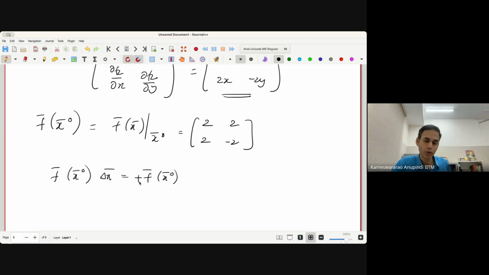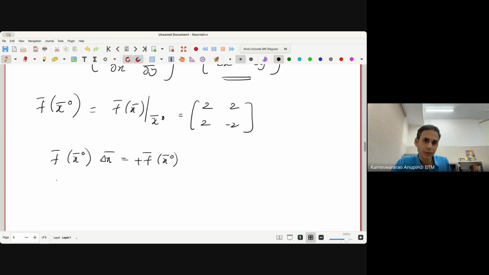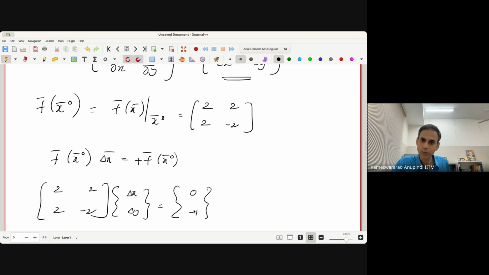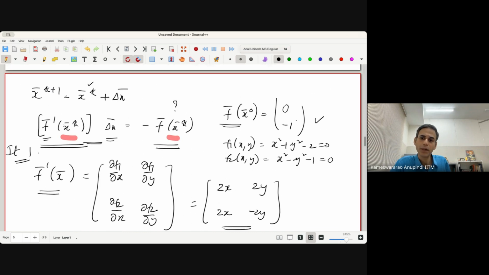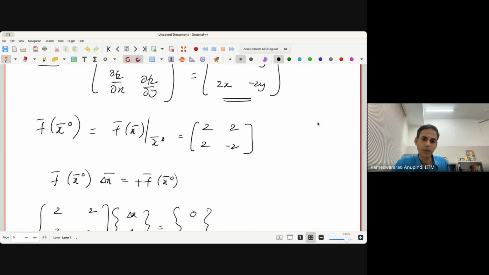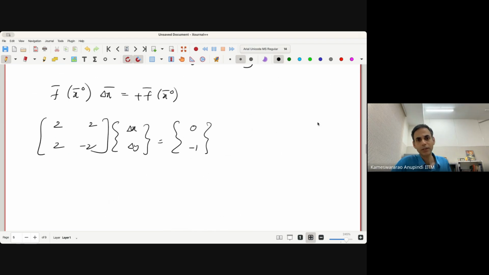Okay, so I'm going to use it there. Fine, so then this system is going to be [2, 2; 2, -2] times [delta x, delta y], that is the function. On the right hand side, we have [0, -1], right? That's what we have obtained as 0, minus 1. Fine, so that is what we have. Okay. Then how do I solve this problem?